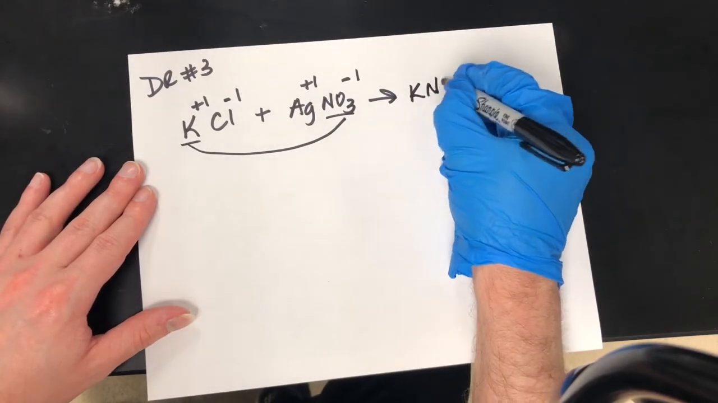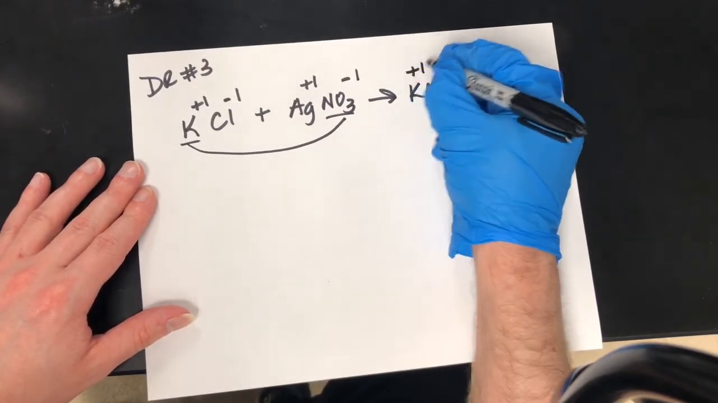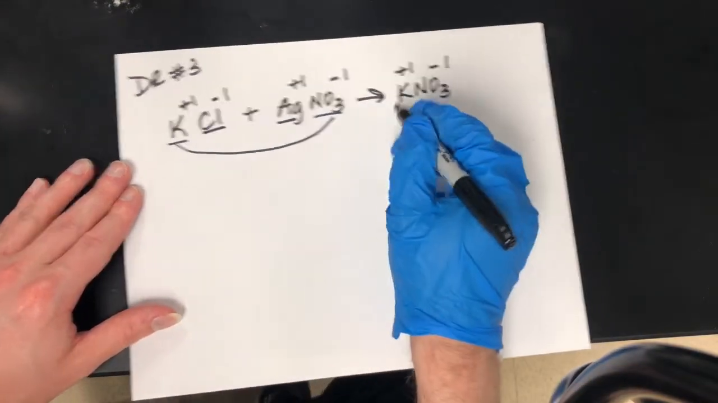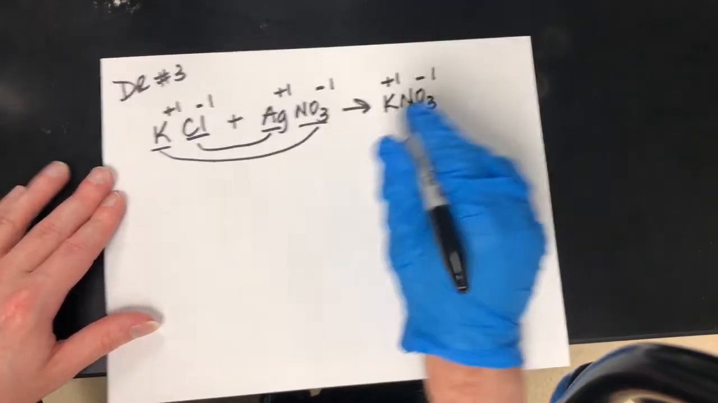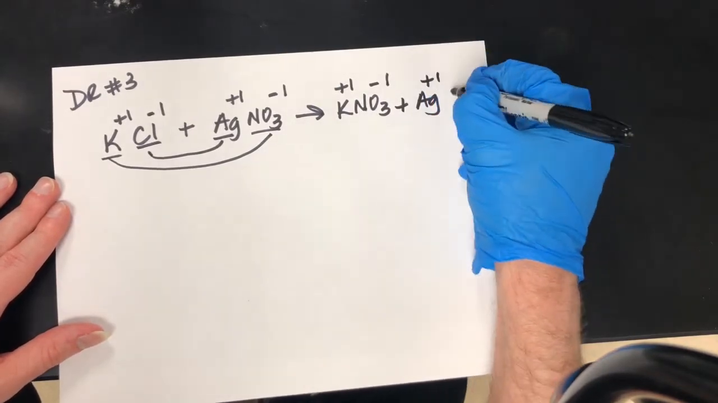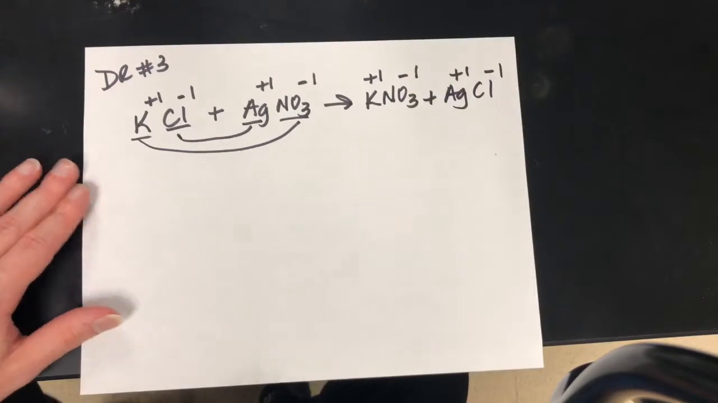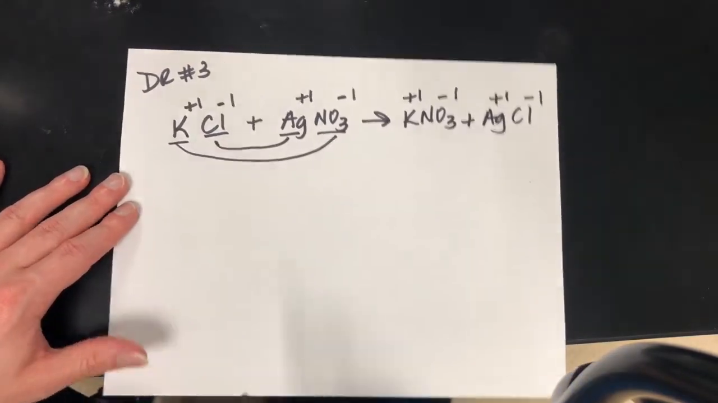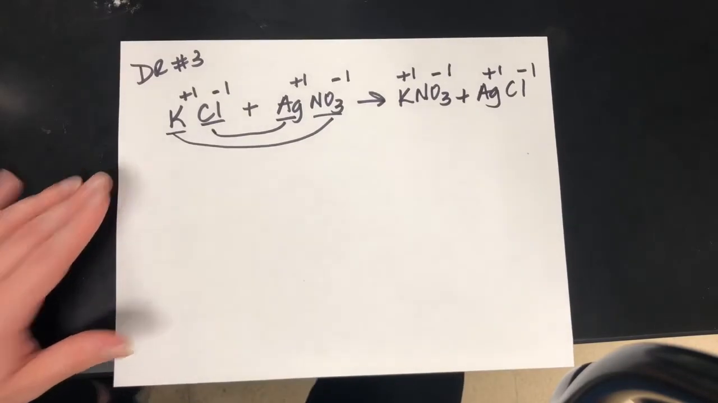So KNO3, this has a +1 charge, this has a -1 charge, and then Ag and Cl. Make sure that you always write the metal or the positive ion first. Okay, so no need to crisscross. It should be balanced because we've got one of everything. Now let's go do our solubility rules.